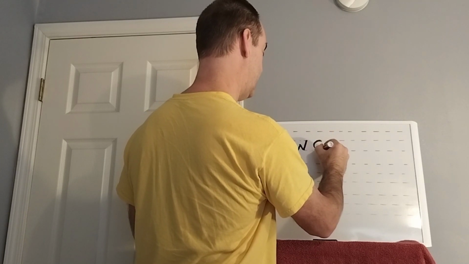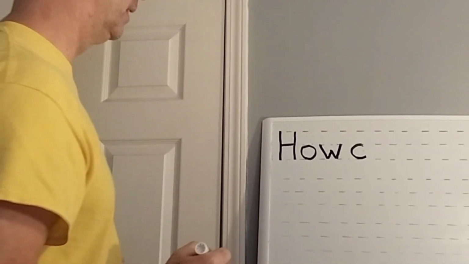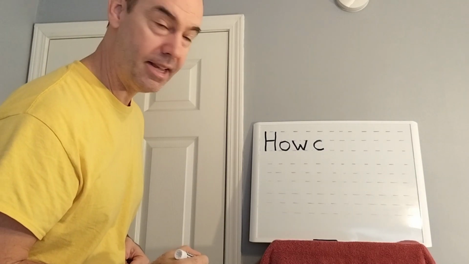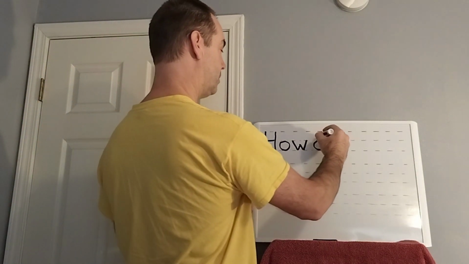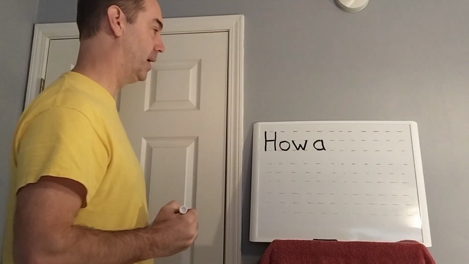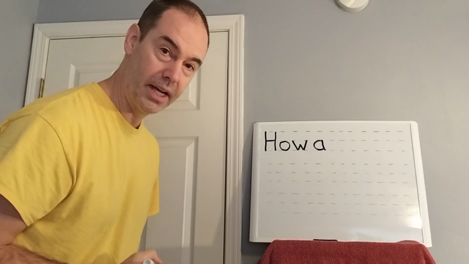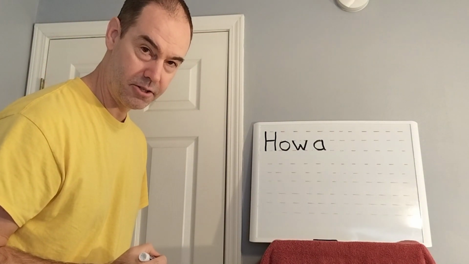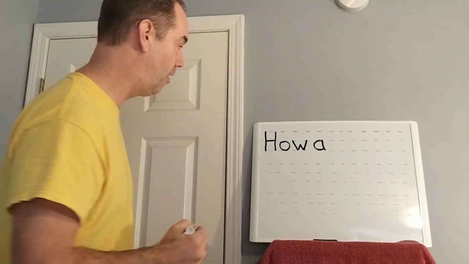Now, lowercase a starts off a lot like a lowercase c. We go right back up to the midline where we started, and then we put a little tail on it right there and stop at the bottom line. That's a lowercase a.